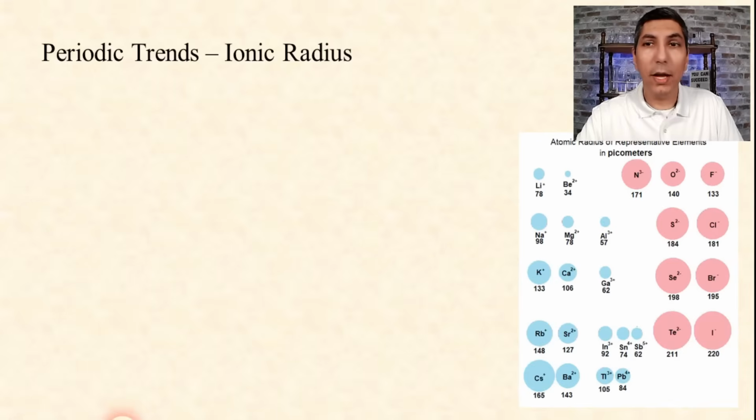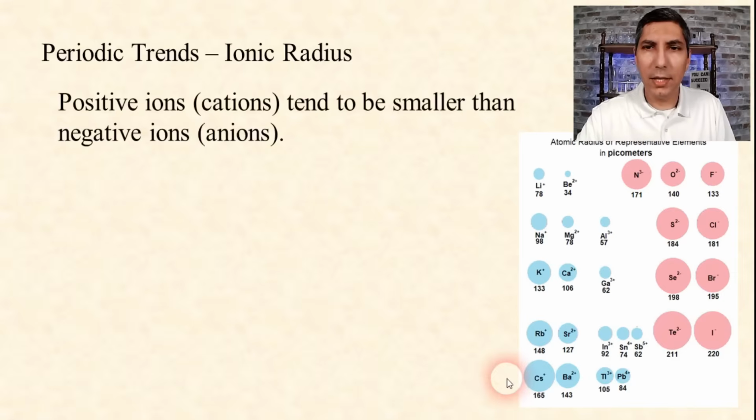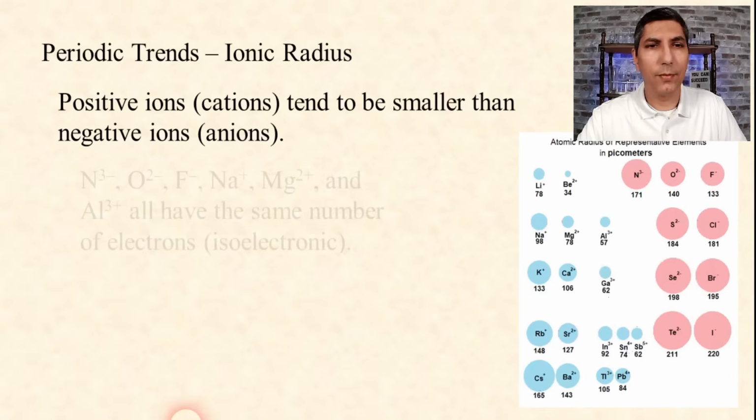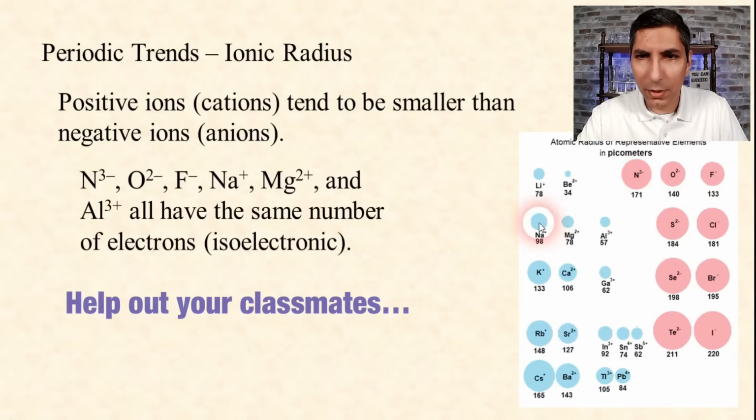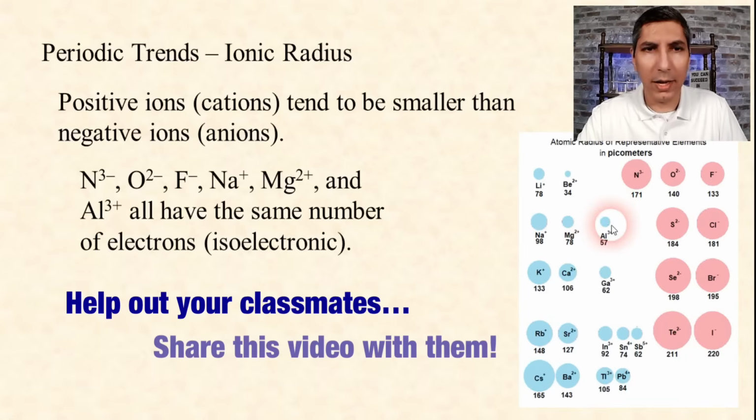Now, another trend that you want to be aware of is ionic radius. And here is a nice graphical representation of that. As you can see, just generally speaking, cations, the positive ions, tend to be smaller than the negative ions, the anions. And if we look at just a few of these here, let's look at the nitride, oxide, fluoride ions, as well as the sodium, magnesium, and aluminum ions.